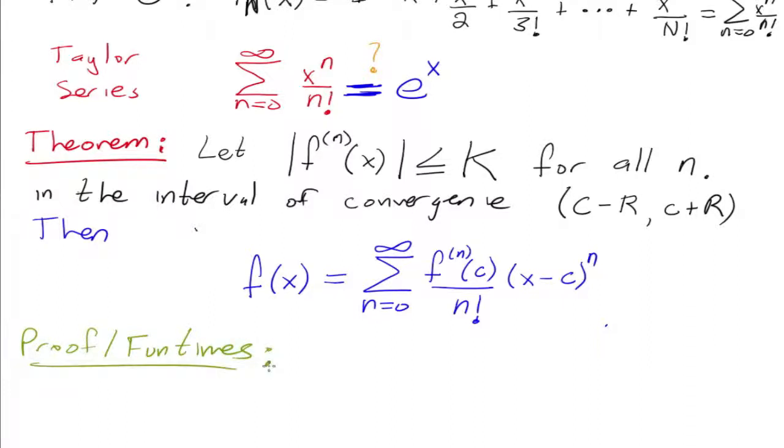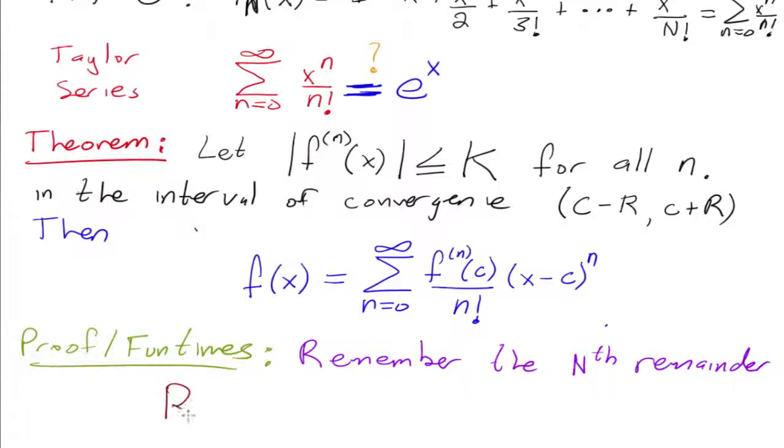Okay, so before we prove it, we need to remember, so you guys remember the nth remainder for Taylor polynomials? Do you guys remember what that was? So capital R n of x was equal to, do you guys remember this? Back when we did Taylor polynomials? That's the difference between the function and the Taylor polynomial, right? So the remainder basically tells you how far off your Taylor polynomial is from your function, right? Okay.